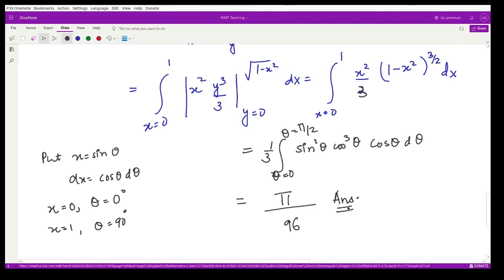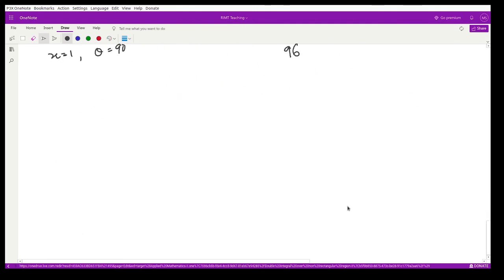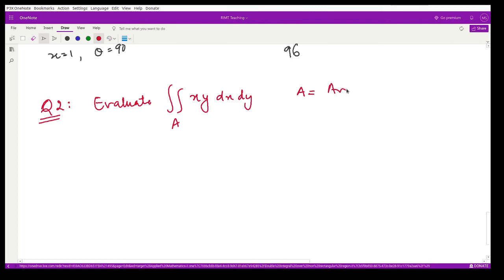So we can solve one more question. The next question here is, we have to evaluate the double integration over the given area A of the function xy dx dy, where A is the area bounded by the x-axis, the ordinate x is equal to 2a, and the arc of the parabola x square is equal to 4ay.